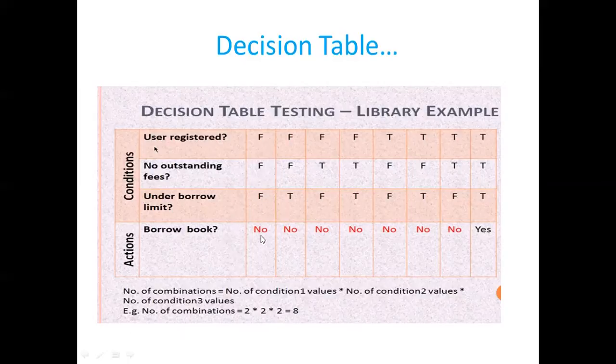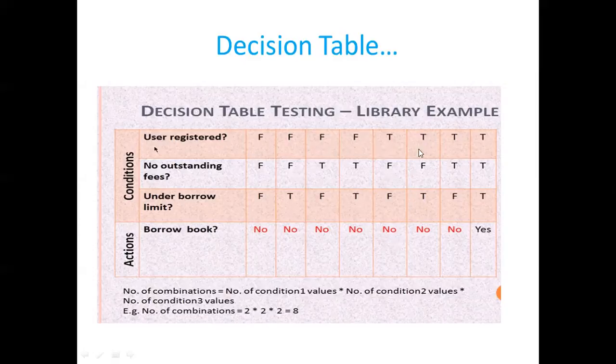So in this case, will he be able to borrow a book? No. He is not registered, and it doesn't matter whether he has dues or is under the borrow limit, whatever it is, it's a no. In this way, I'm considering all these inputs. For example, user is registered, but false means some problem, right? He has some outstanding fee, and he also crossed the borrow limit. So finally, it will be no.